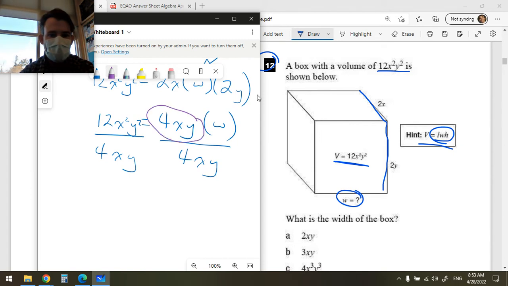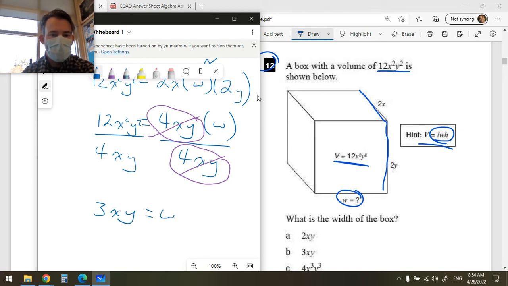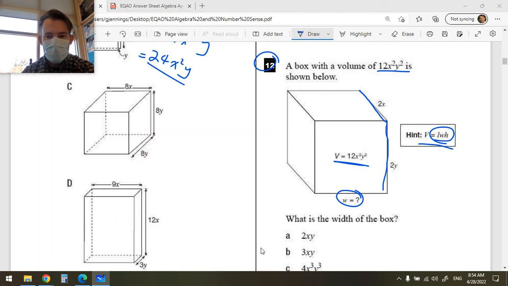except this time I am dividing by this expression 4xy. Okay? So these will cancel. Instead of dividing by 3, I just divide by what I'm multiplying by. Over here, I just do the result of 12 divided by 4, which is 3, x squared divided by x, which is x, and y squared divided by y, which is y. And that will be equal to w. So that's how we can find the answer here, 3xy.